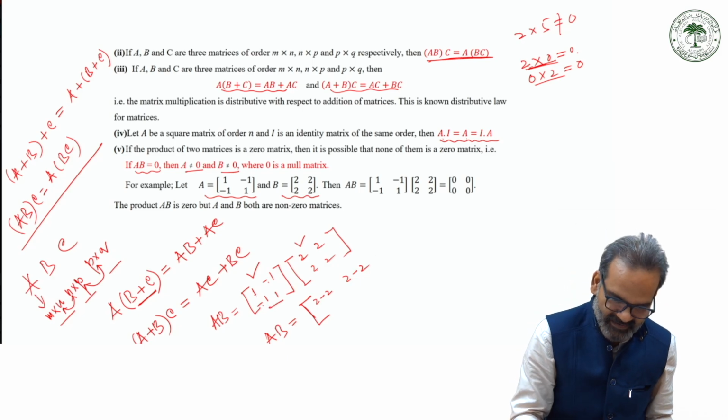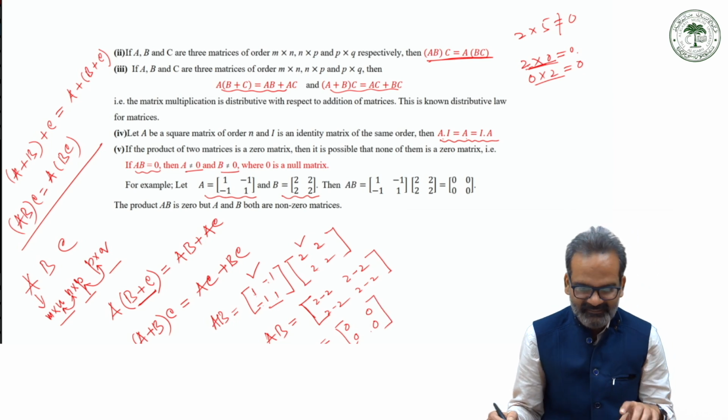Take the second row. Minus 1 into 2 is minus 2. 1 into 2 is 2. Again 2 minus 2. Minus 1 into 2 is minus 2. 1 into 2 is minus 2. Again 2 minus 2. So what you will get here, 2 minus 2 is 0. This is 0. This is 0.